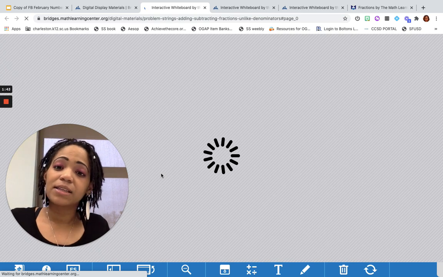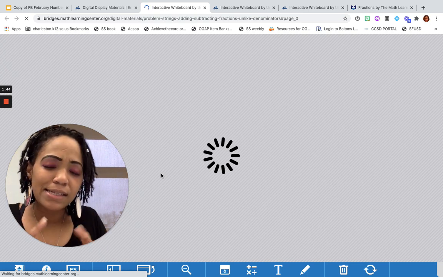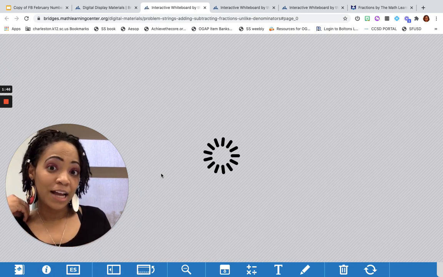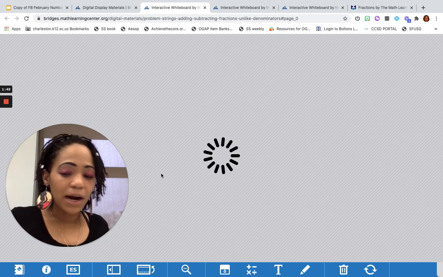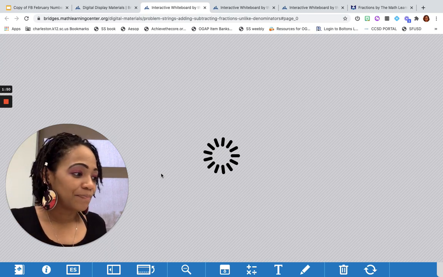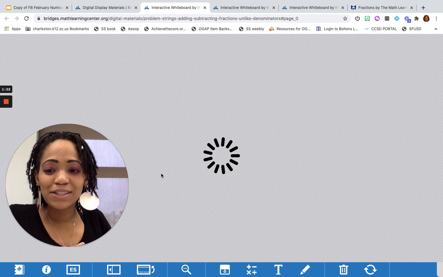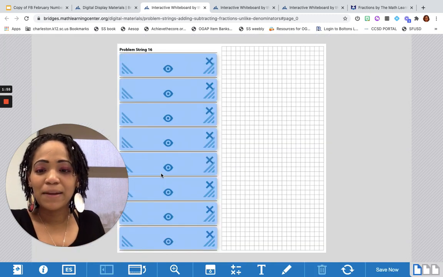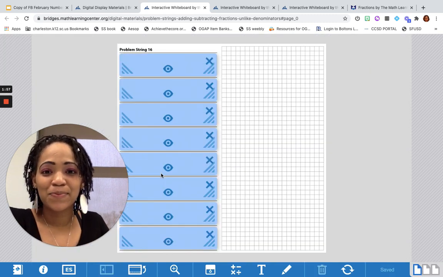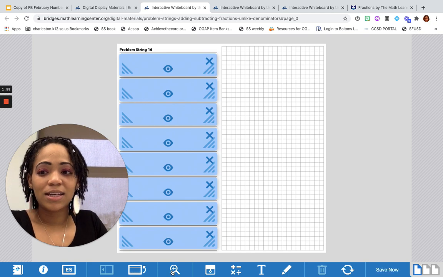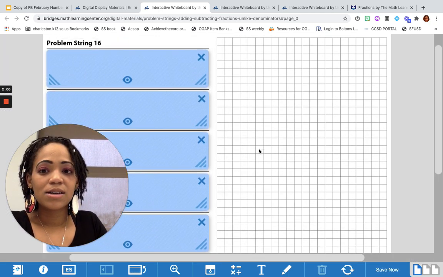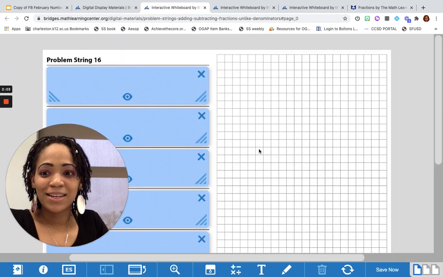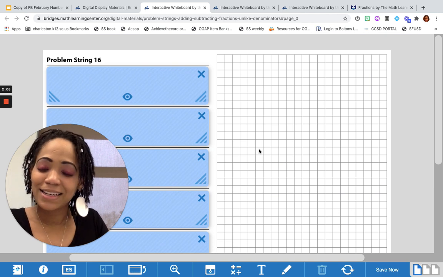Go ahead and label it. This is problem string number 16, and it's fractions. We're going to be using some bar models to talk about fractions. So I'll give you a moment to get ready. And we will get started right now.